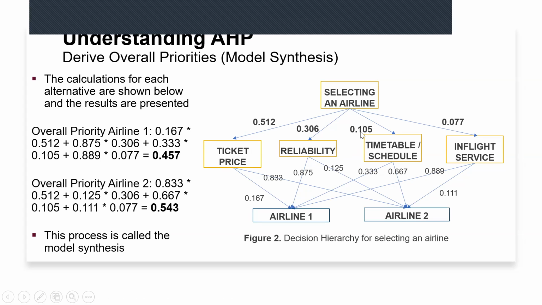Okay, so we do that also for airline 2. So for airline 2, for example, 0.512 multiplied by 0.888 leading to airline 2, 0.306 and 0.105 leading to airline 2, 0.105 multiplied by 0.667, and then 0.077 multiplied by 0.111. So we arrived at the two overall priority values. So this process is called the model synthesis.